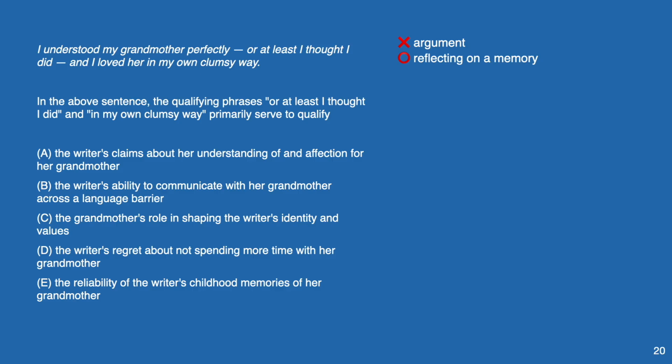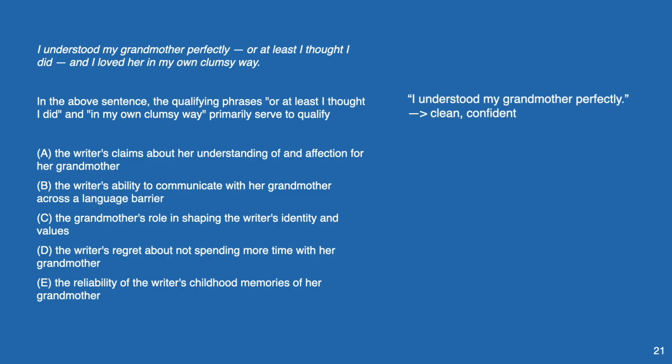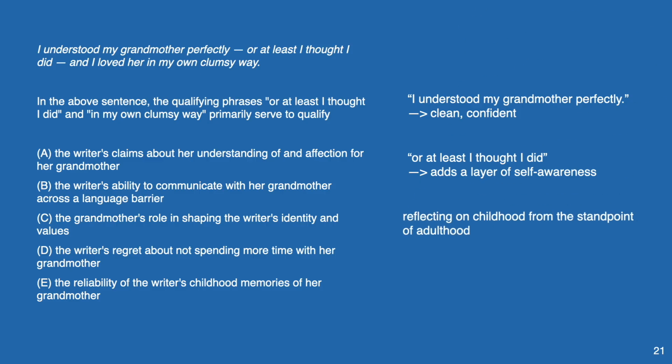Notice there is no argument here. This is a writer reflecting on a memory. It's not a debate. So qualification isn't about making a claim less absolute. It's about making a description more precise. "I understood my grandmother perfectly." That is a clean, confident statement. But the phrase "or at least I thought I did" adds a layer of self-awareness. The writer is looking back from adulthood and admitting that her childhood understanding might not have been as complete as it felt at the time. She's not taking back the claim, she's adjusting it.